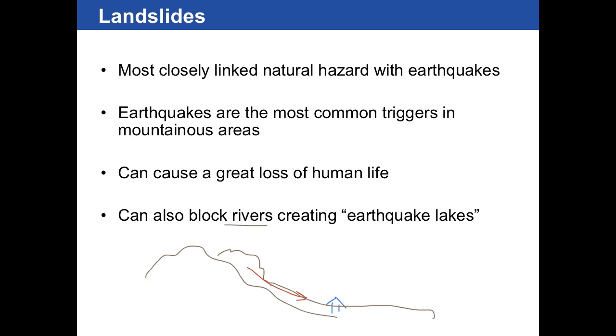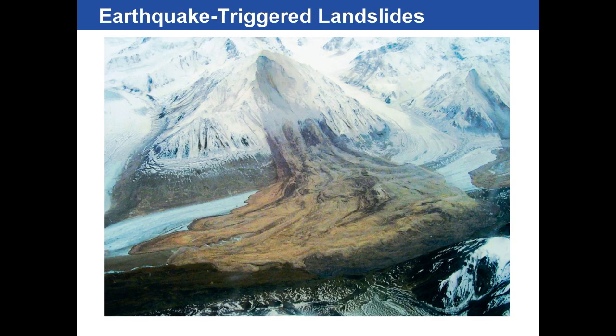Also, rivers can be blocked. In fact, this did flow across a small river, and water is actually diverted and backed up. So landslides are a real secondary hazard that come from earthquakes. All right, look at this right here.